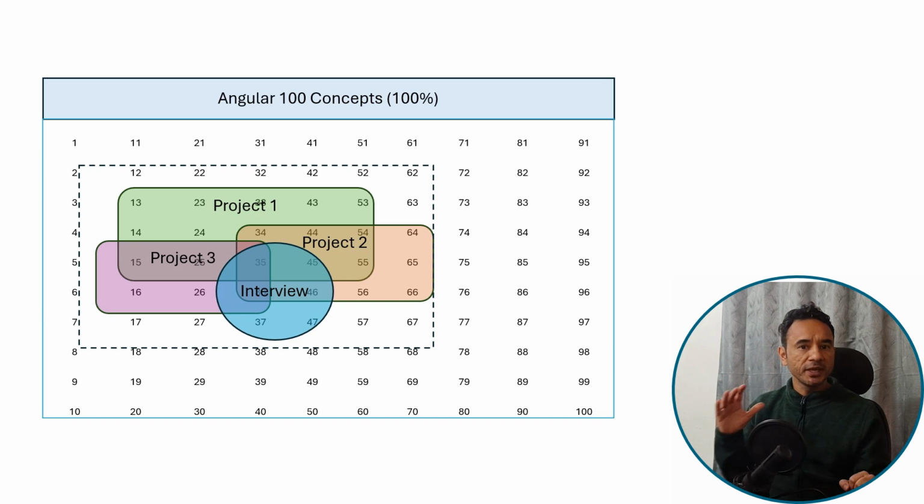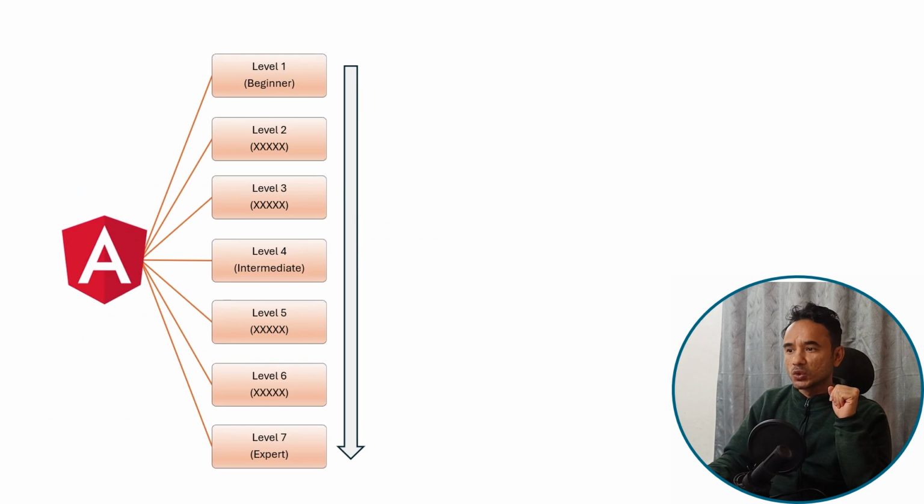So do not make the mistake of trying to learn everything, all the concepts, and then remember nothing. Be a smart learner. Now the question is, what are those 20% concepts in Angular which we must know? For that, today I am going to show you the Angular roadmap from beginner to expert in 7 levels, focusing on the super important concepts.